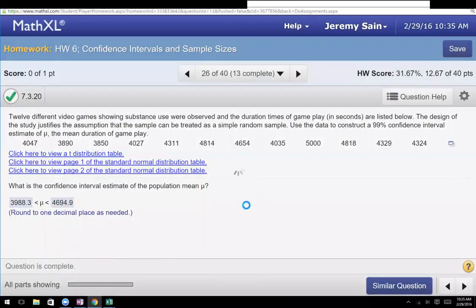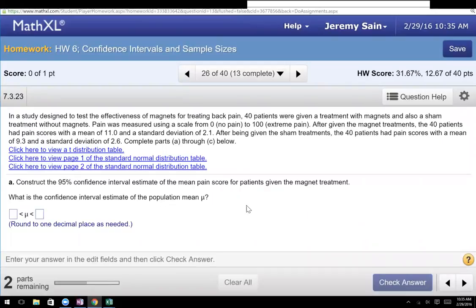Let's do one more like that. The study was designed to test the effectiveness of magnets on treating back pain. 40 patients were given treatment with magnets and also sham treatment without magnets. Pain was measured on a scale from 0 to 100. After the treatments, they said they had pain scores of 11 with standard deviation 2.1. After the sham treatments, they said they had pain scores of 9.3 with standard deviation of 2.6. So what's the 95% confidence interval for the ones given the magnet treatment?